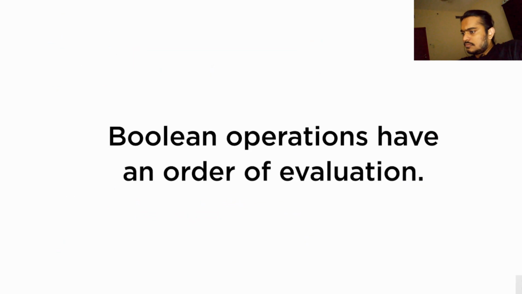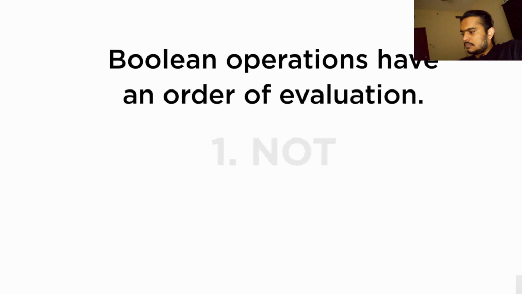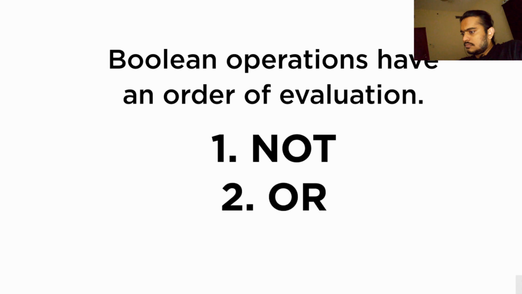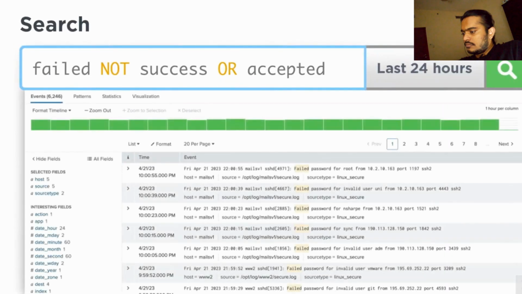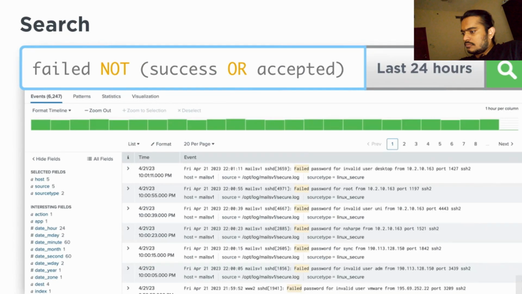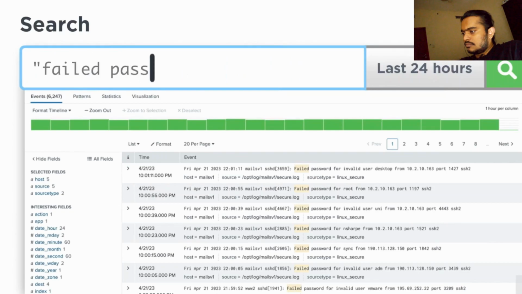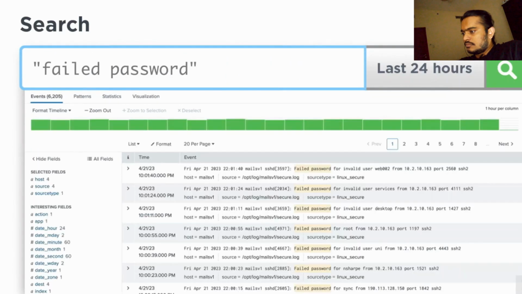Boolean operations have an order of evaluation, using not clauses first, then or, and finally and. Parentheses can be used to control the order of evaluation. As an example, by adding parentheses around the or statement in these search terms, Splunk will first evaluate the terms in the parentheses. Exact phrases can be searched by placing the terms in quotes.